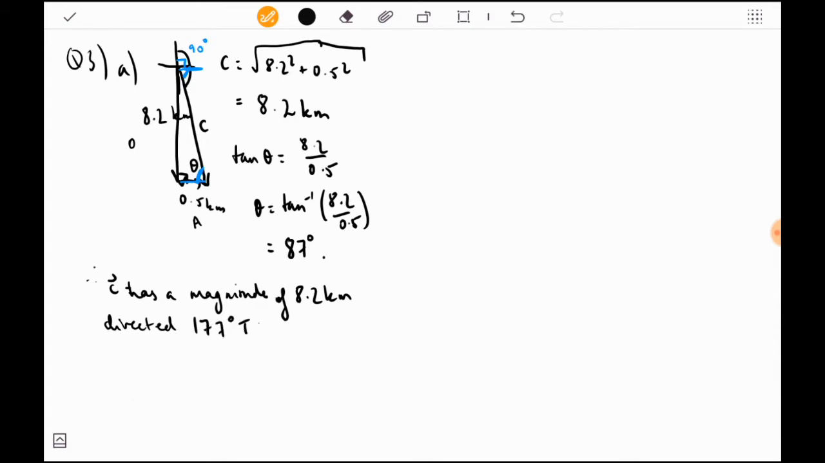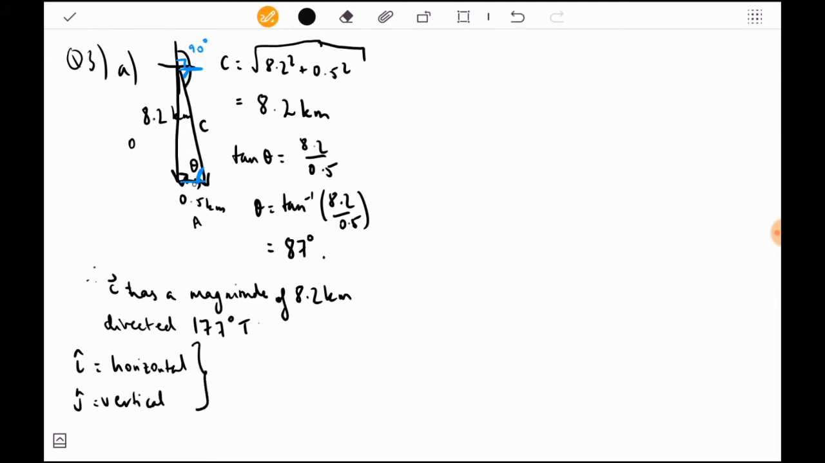So now I want to find this in component form. And in fact, this one is really, really easy to find in component form. So we want to convert this to IJ notation. So we know that in IJ notation, I is the horizontal component, and J is the vertical component.